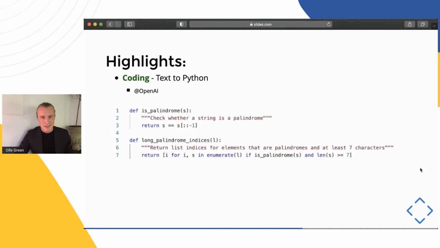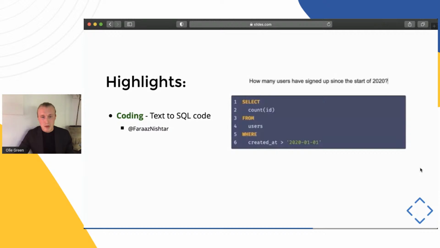Now let's move on. Text to SQL code in a similar way here. We select, for example, how many users have signed up since the start of 2020 from an SQL database. Then GPT-3 here, based on the project from Faraj Nishtar, selects count ID from the users where it's created since the start of 2020.